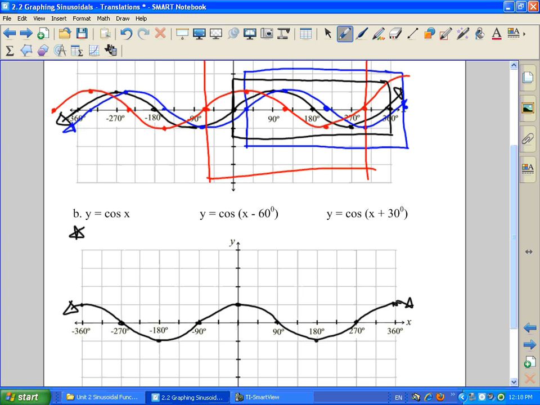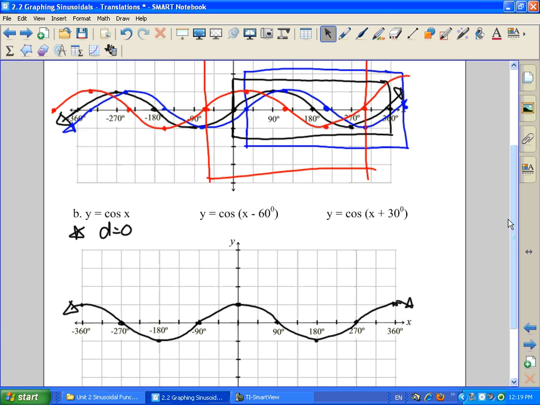Okay, so y equals cos x, that is our parent function, d equals 0. There's no shift left or right. It starts here at 1 on the y-axis. All right. We're going to try cos x minus 60.